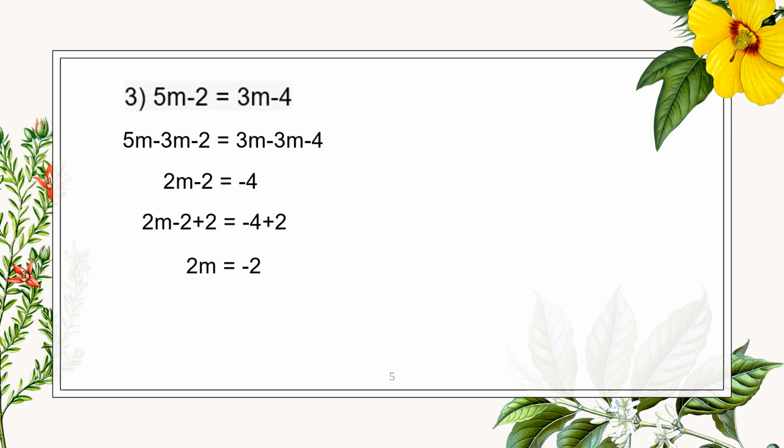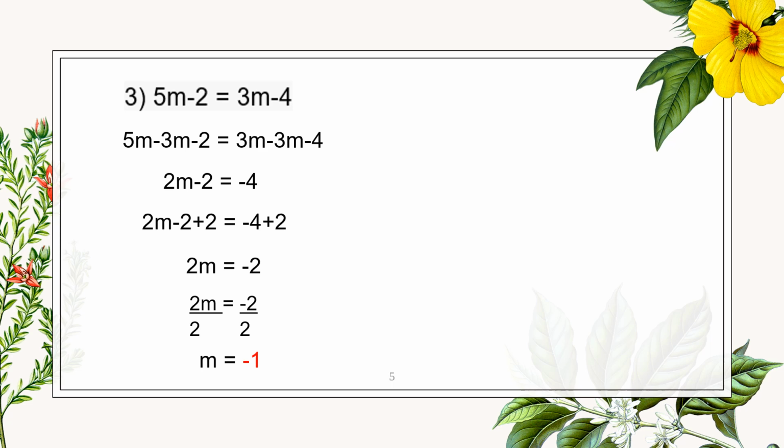This time, we still have 2 beside m. So to eliminate 2, we have to divide it by 2. So 2m divided by 2, and then negative 2 divided by 2 also. And our final answer will be m is equal to negative 1. Negative 2 divided by 2 is negative 1.